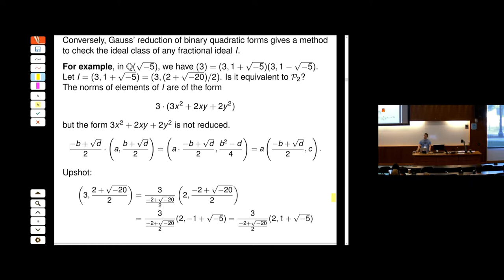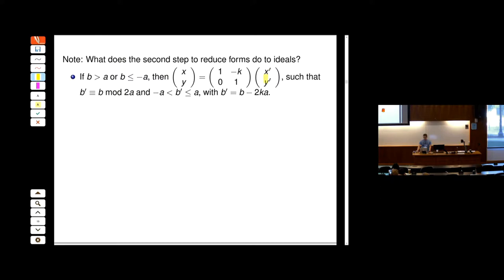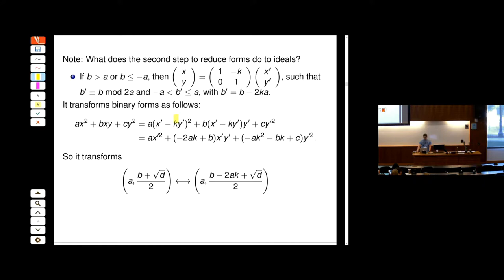By the way, remember there were three steps in Gauss's algorithm. The first and the third actually do the same thing to ideals, so you get the same result. What happens with the second step? Remember, it was a change of variables of this form. That change of variables transforms this quadratic form into this quadratic form. This quadratic form is associated to norms of elements in this ideal, and this part here is associated to this kind of ideal. But these two ideals are actually identical.